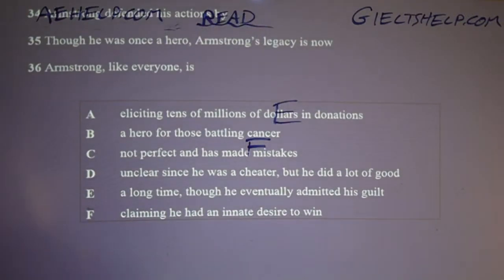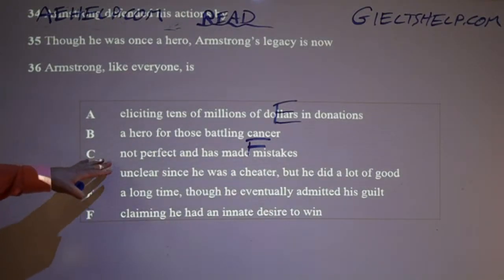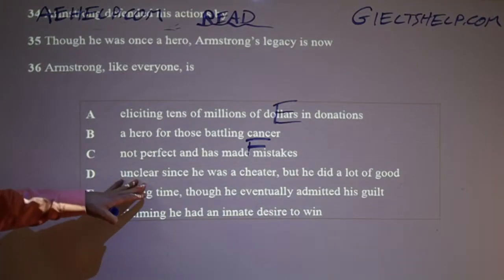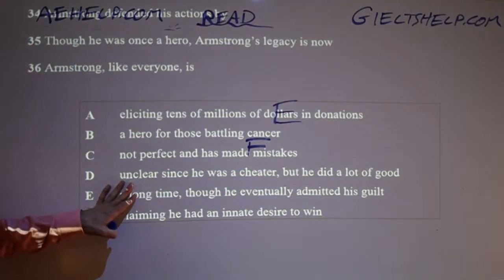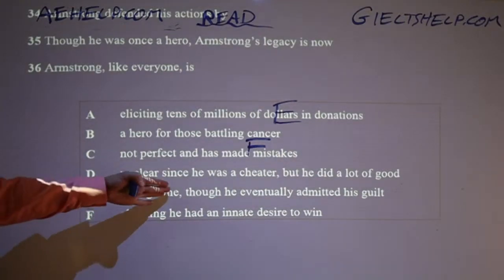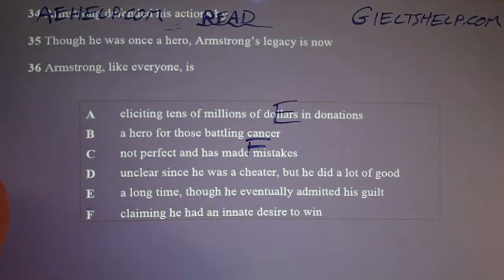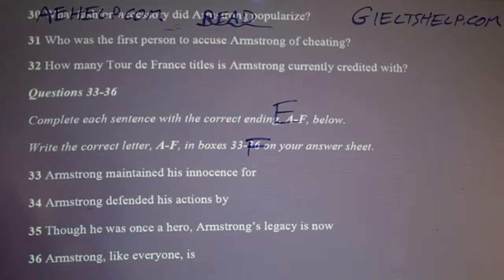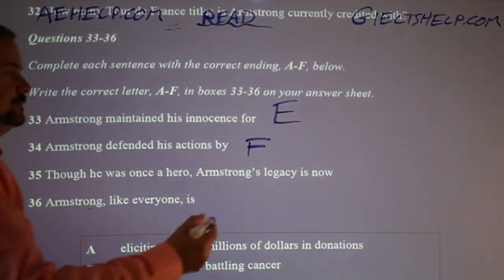Okay. Eliciting tens of millions. A hero for those not perfect and has made mistakes. That's unclear since he was a cheater, but he did a lot of good. Okay, so that looks like the best answer. It's unclear since he was a cheater, but he did do a lot of good. So the best answer for 35 is D. Okay.